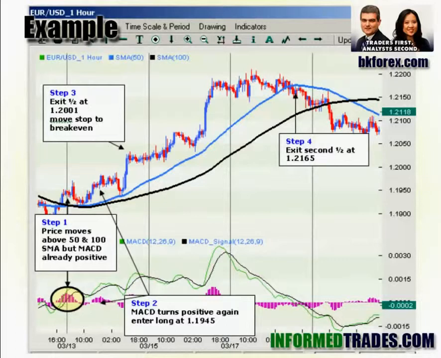There is a short strategy in their book, High Probability Trading Setups for the Currency Market. They offer a way to short this strategy, shorting based on moving averages and MACD. In this video, obviously, we just covered the long side. We'll have more videos covering trading strategies from them. You can visit their website, bkforex.com.